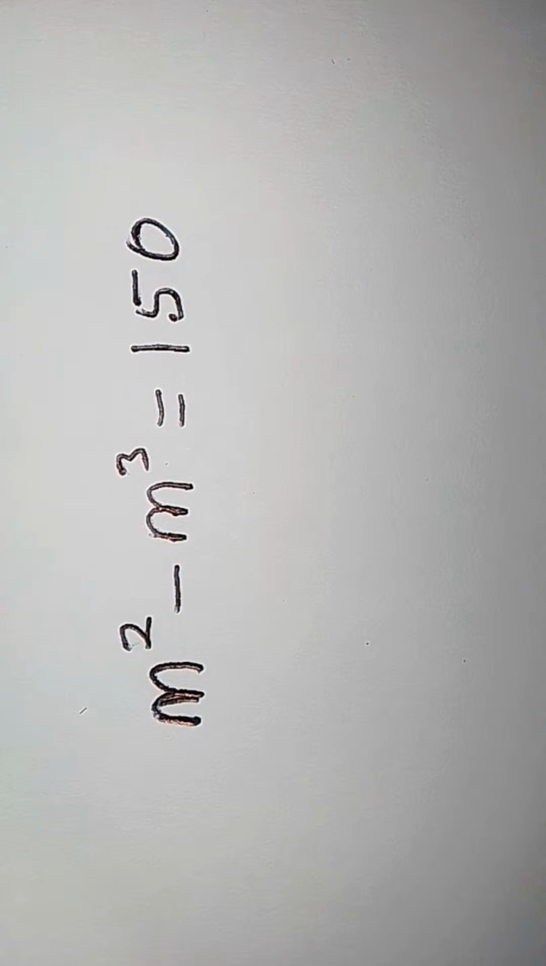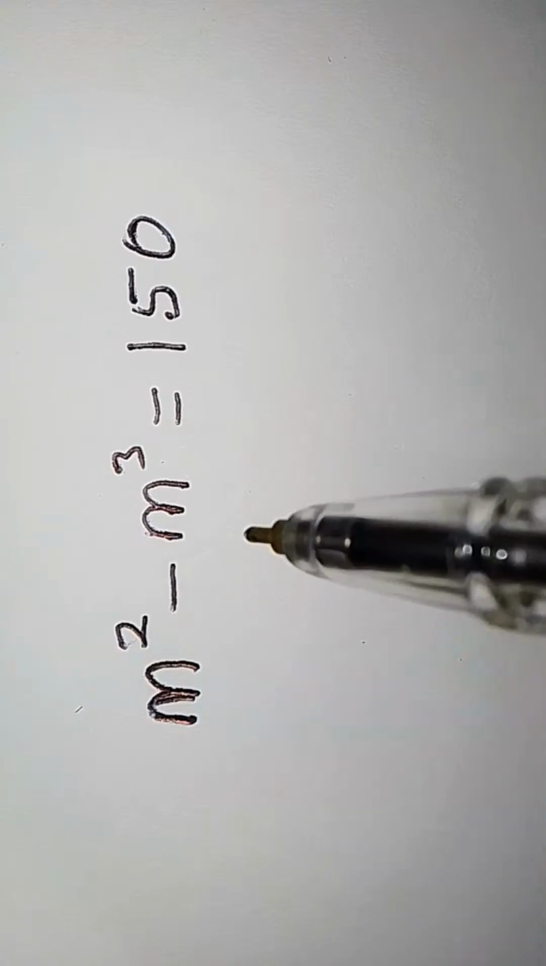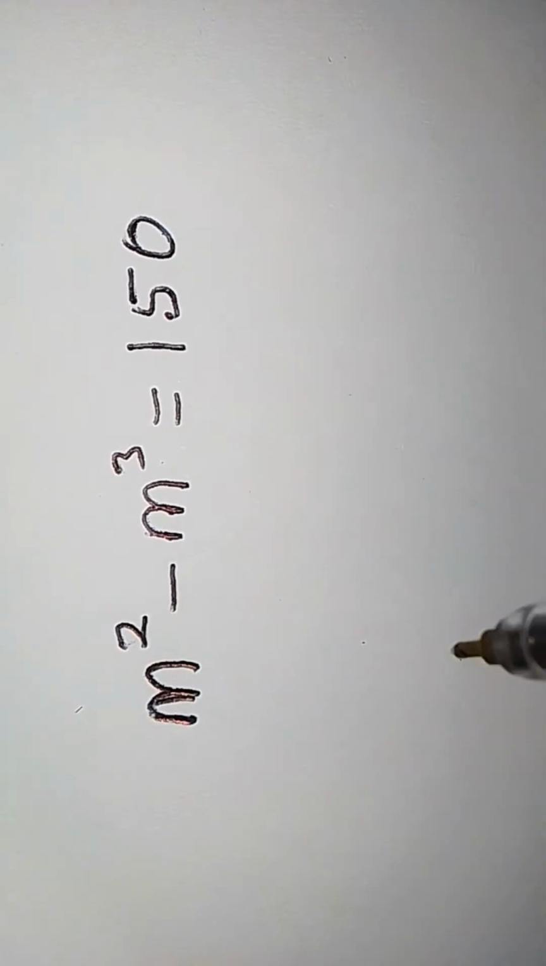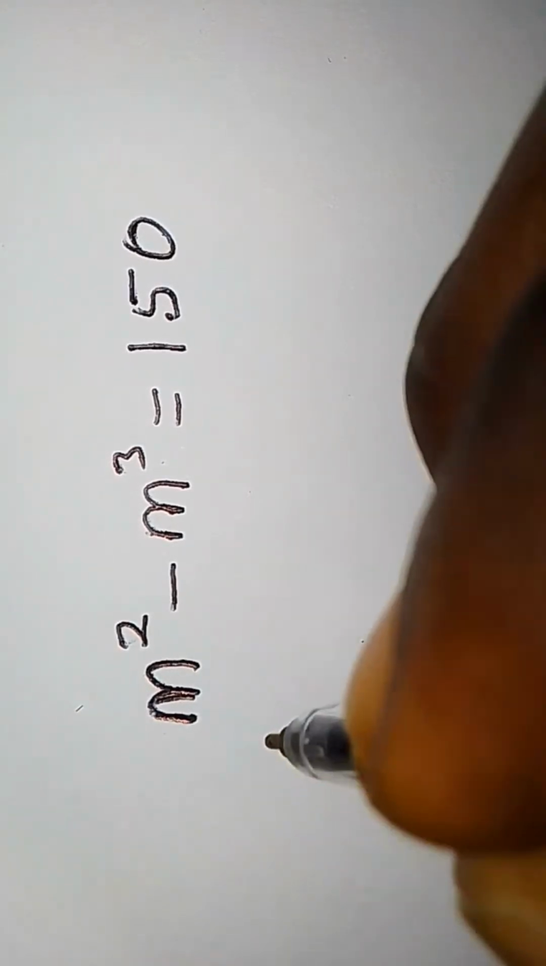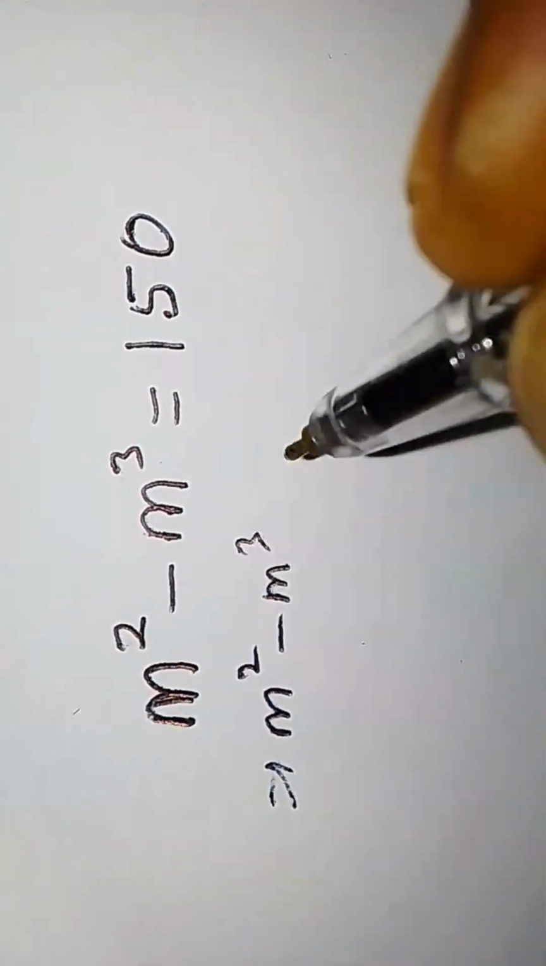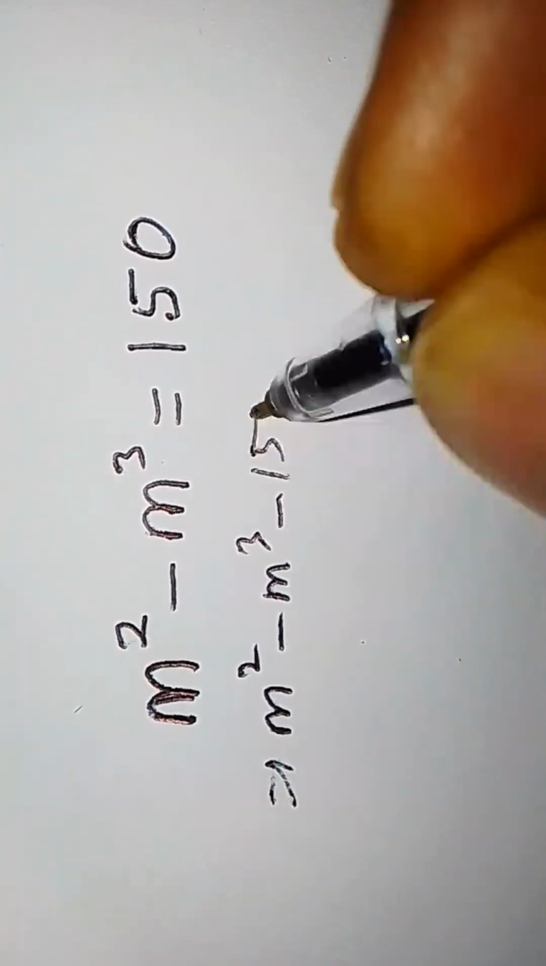How do we solve this algebraic question? m squared minus m cubed equal to 150. Without further delay, let us begin. We have m squared minus m cubed. When we move this to the left side, that is minus 150 equal to 0.